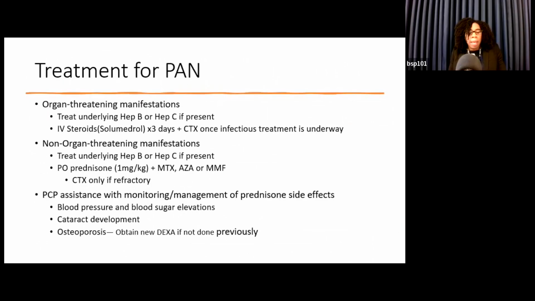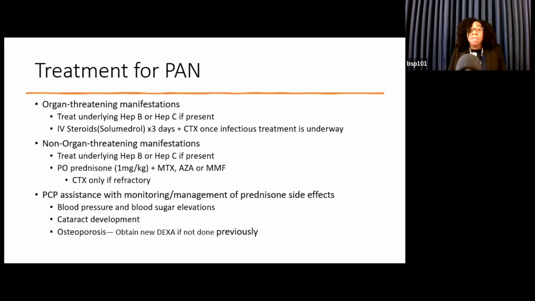So how do we treat PAN? Once again, similar, think about whether there are organ-threatening or non-organ-threatening manifestations. For PAN, renal disease or mononeuritis multiplex are more common, as opposed to respiratory involvement, as we discussed earlier. That's rare for this disease.